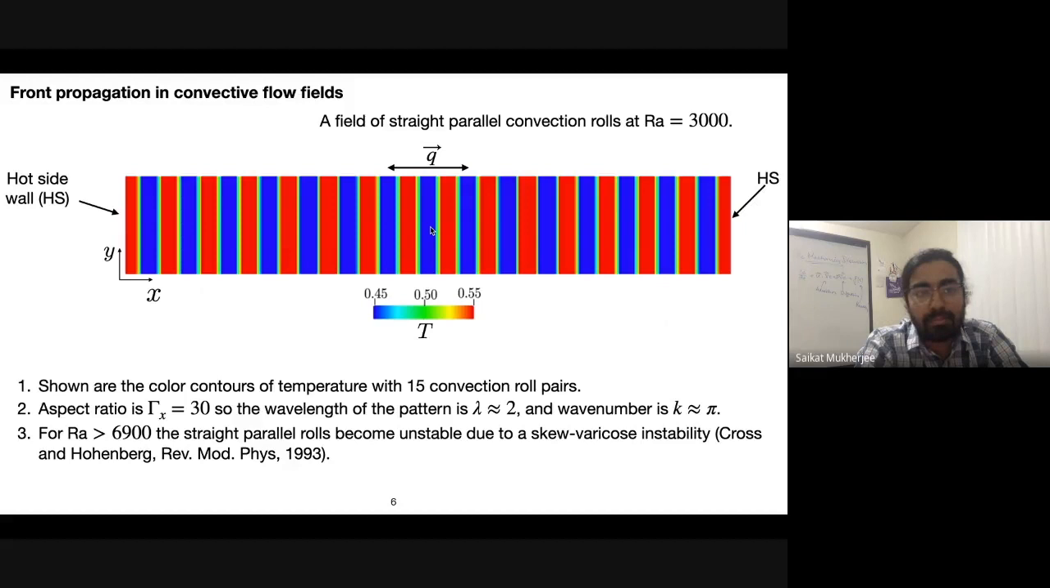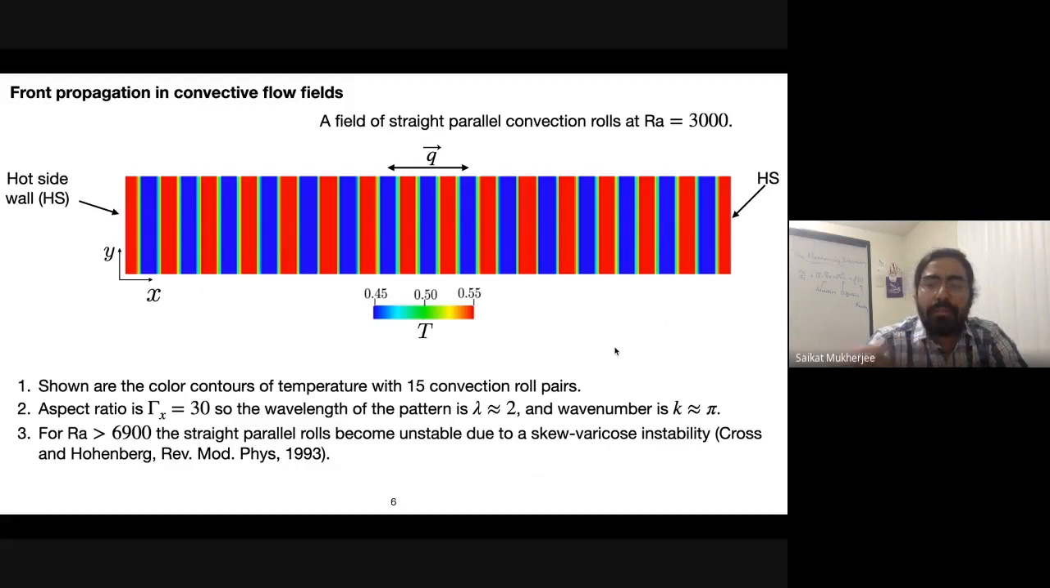We get this flow and this pattern by inducing hot sidewalls to this domain. For this particular pattern, our wave number is about pi. And we can only maintain this pattern for a Rayleigh number up to about 6,900. Above a Rayleigh number of 6,900, straight parallel rolls become unstable due to a skew varicose instability. But this is good enough for us to study fronts in this pattern.